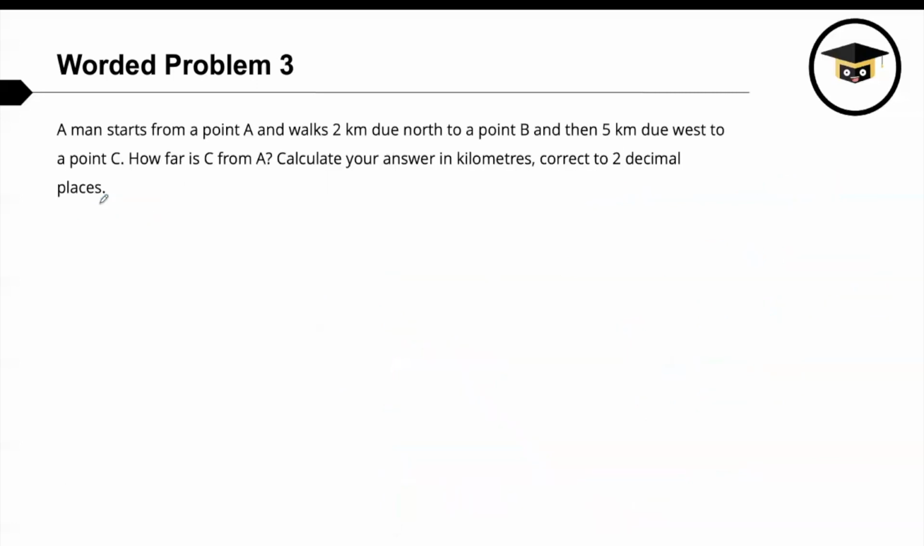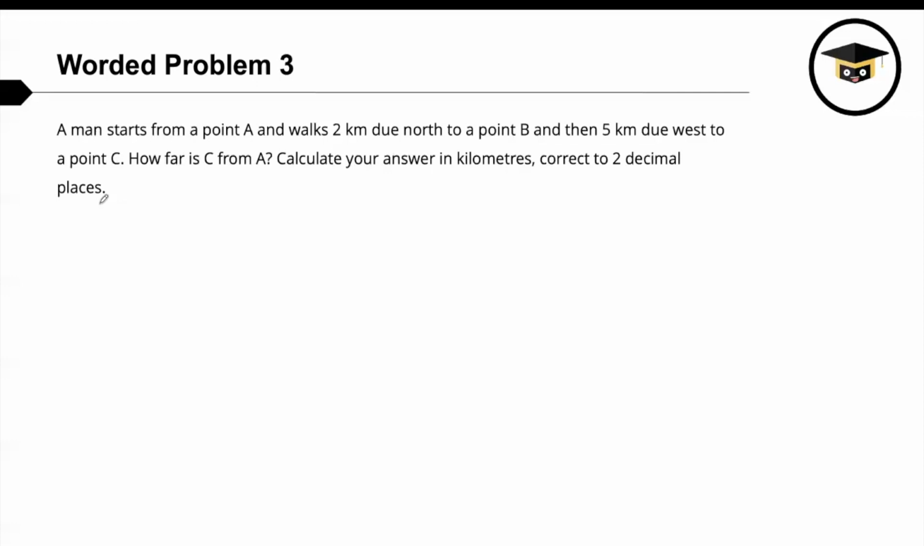Here's our third worded problem. A man starts from point A and walks 2 kilometers due north to a point B, then 5 kilometers due west to a point C. How far is C from A? Calculate your answer in kilometers correct to 2 decimal places.